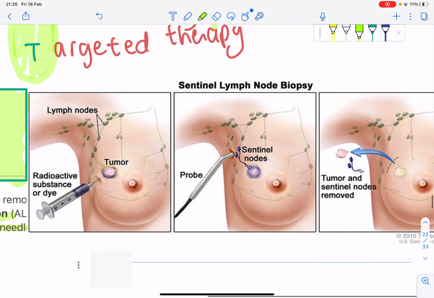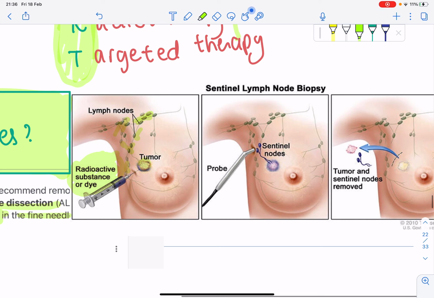Remember, here are your lymph nodes. Here is a presenting tumor. Here you insert a radioactive substance or a dye and watch the flow of this radioactive substance through the lymph nodes. And if you find that there's a tumor, then you can excise some of that. For example, this is a probe, here's the sentinel nodes, and you can take out the tumor and the sentinel nodes. That is as long as this tumor has not yet spread.